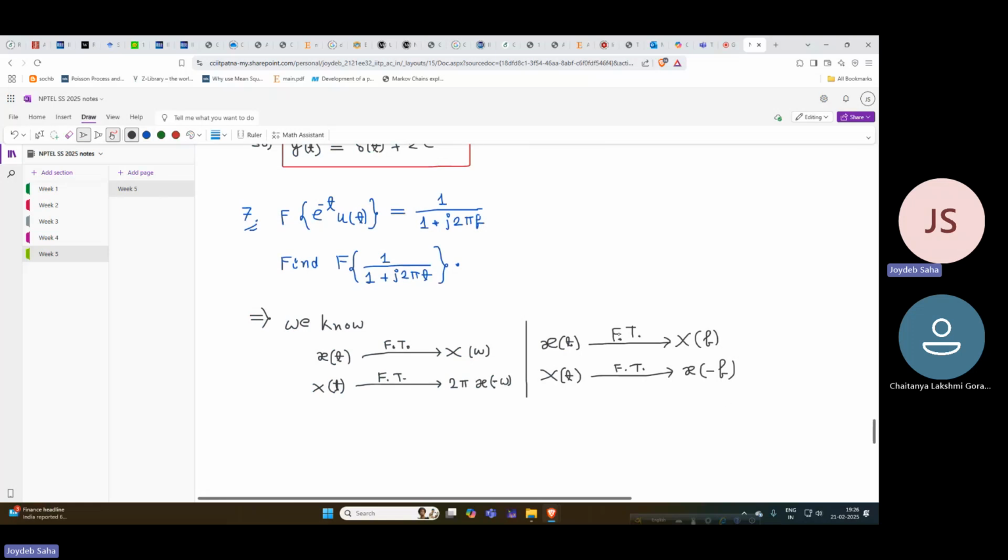So we will use this principle. There are two types of duality principle. One is in terms of omega, one is in terms of f. In terms of omega, if small x(t)'s Fourier transform is capital X(omega), then capital X's Fourier transform will be 2 pi small x(minus omega). And in terms of f, that means frequency, where omega was angular frequency, if small x(t)'s Fourier transform is capital X(f), then capital X(t)'s Fourier transform will be small x of minus f.